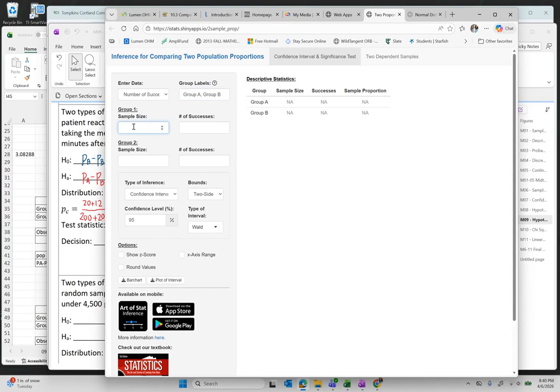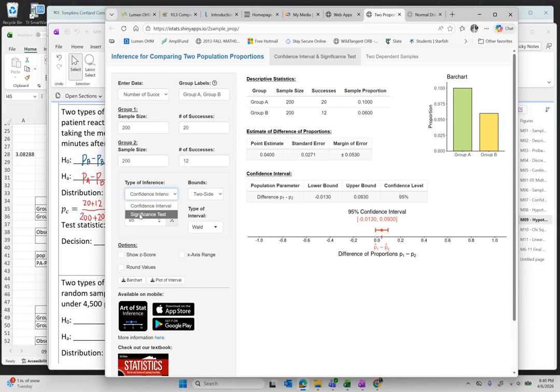The sample size for group A is 200. The number of successes on the right of it is 20. In group B, the sample size was 200 and the number of successes was 12.